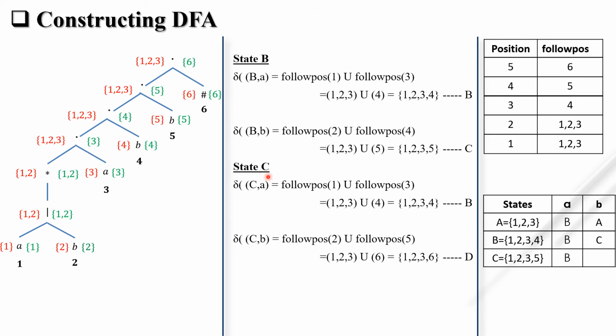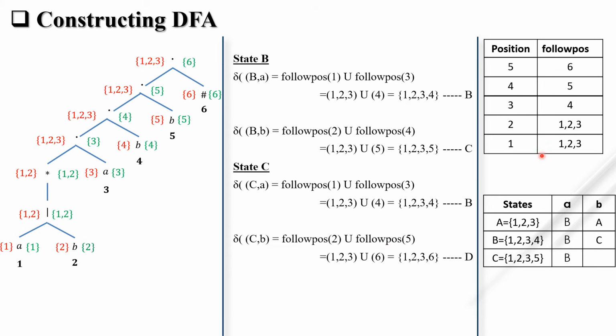Now we have to find C of B. What is C of B? What is C? 1, 2, 3 and 5. At 1 it is labeled as A. At 2 it is labeled as B. So we have to put follow position of 2. At 3 there is label A. At 5 there is label B. That's why we have to write here follow position of 5.